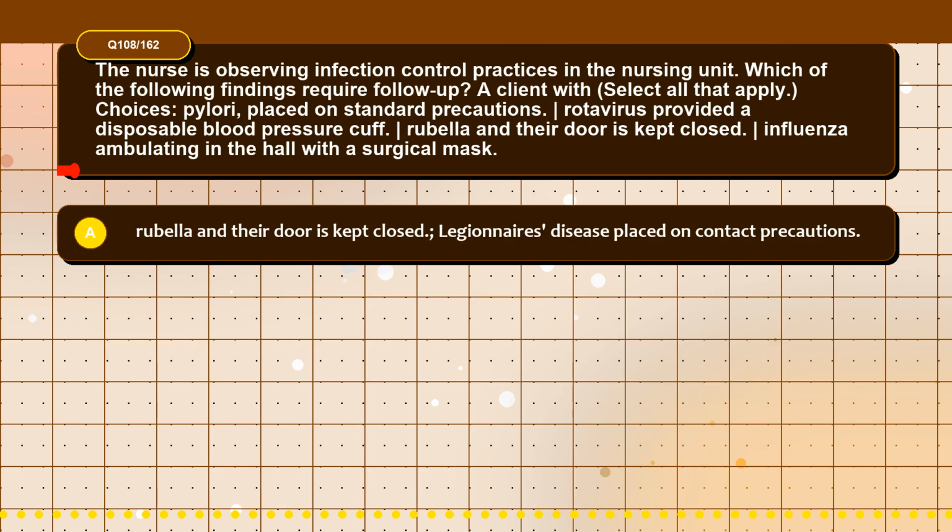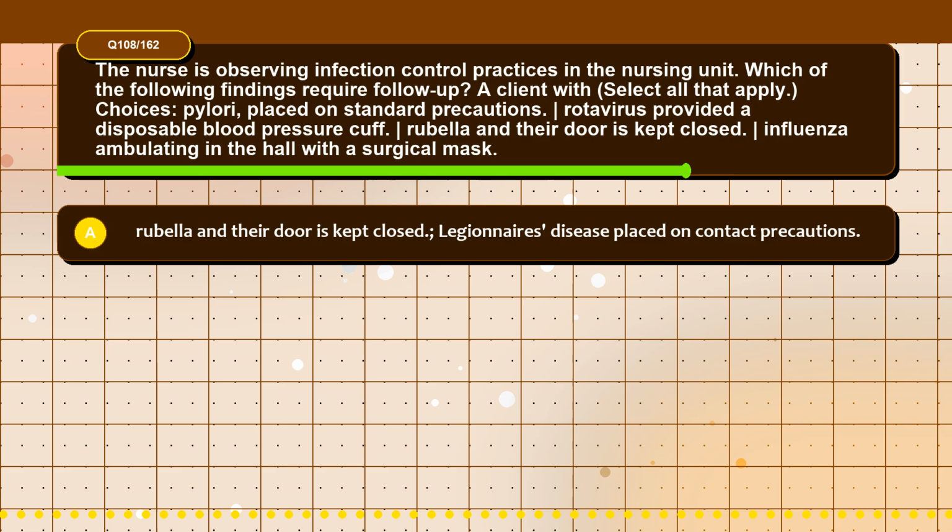Question 108. The nurse is observing infection control practices in the nursing unit. Which of the following findings require follow-up? Select all that apply. Choices: a client with H. pylori placed on standard precautions; rotavirus provided a disposable blood pressure cuff; rubella and their door kept closed; influenza ambulating in the hall with a surgical mask.